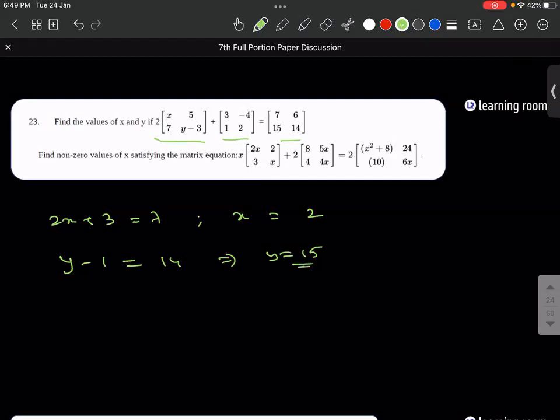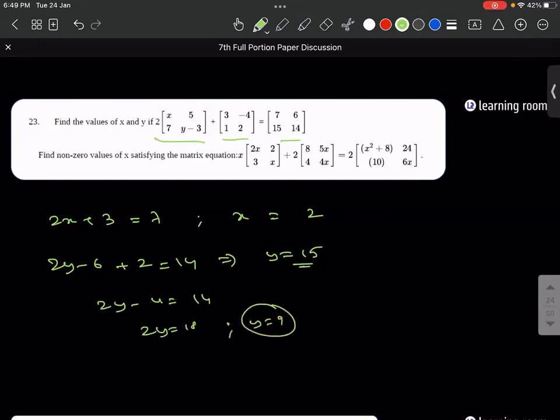2y minus 6 plus 2 is equal to 14. So 2y minus 4 is 14, so 2y is equal to 18. y will be equal to 9. That is the answer, y will be 9.